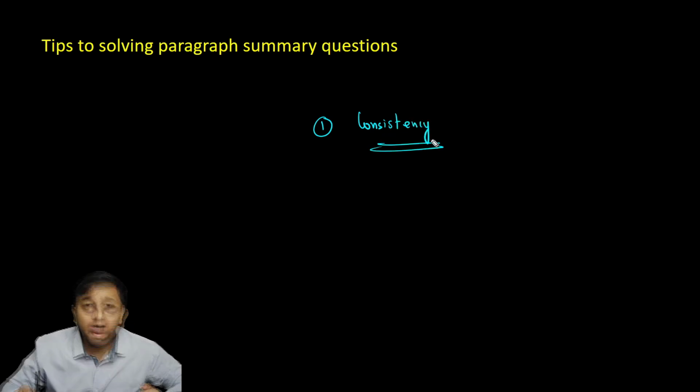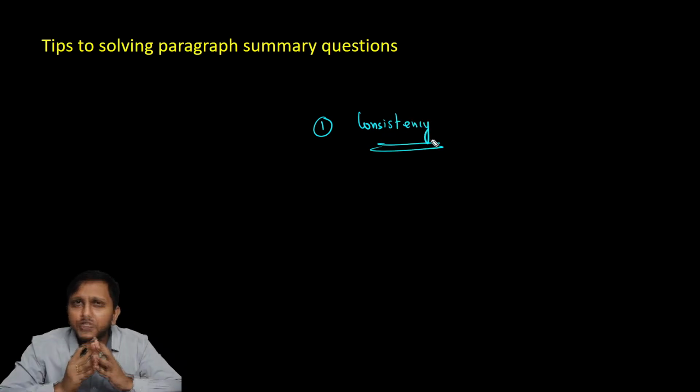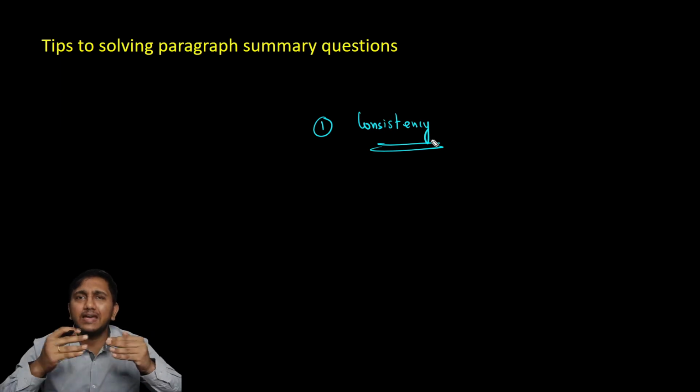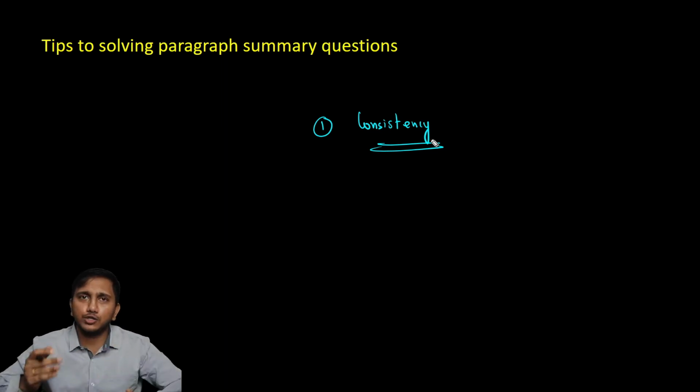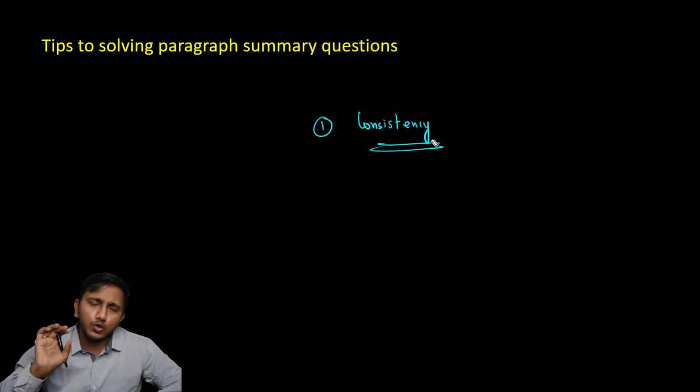Now what do I mean by consistency here? When you look at an option, you got to see whether the option is speaking something that is consistent with what is given in the main paragraph. We are looking for a summary, but first of all, it should be consistent with what is given. The option should not be saying something different from what is given in the main paragraph.